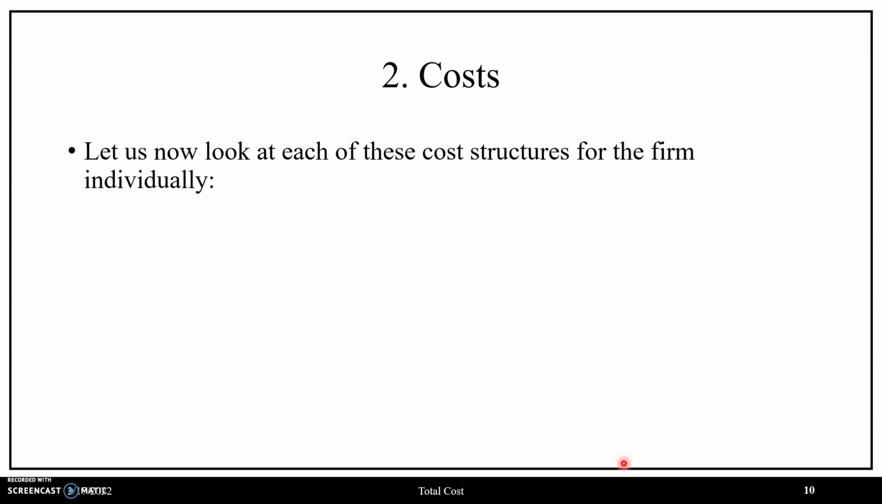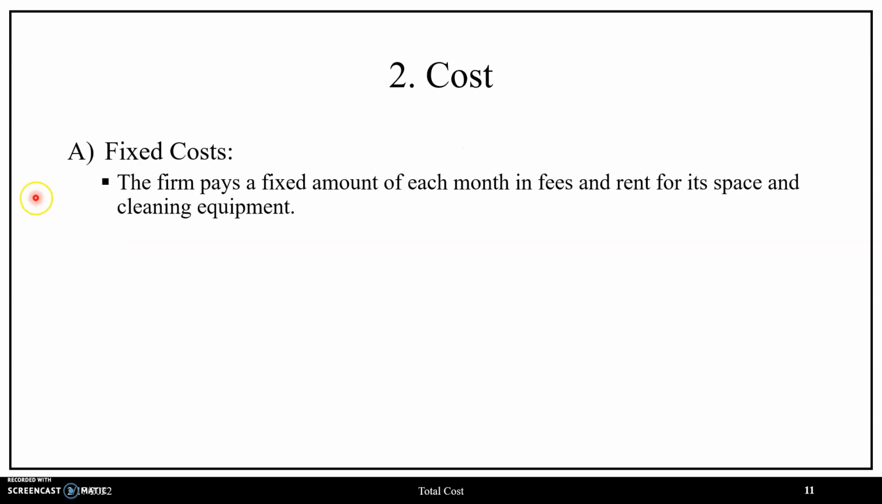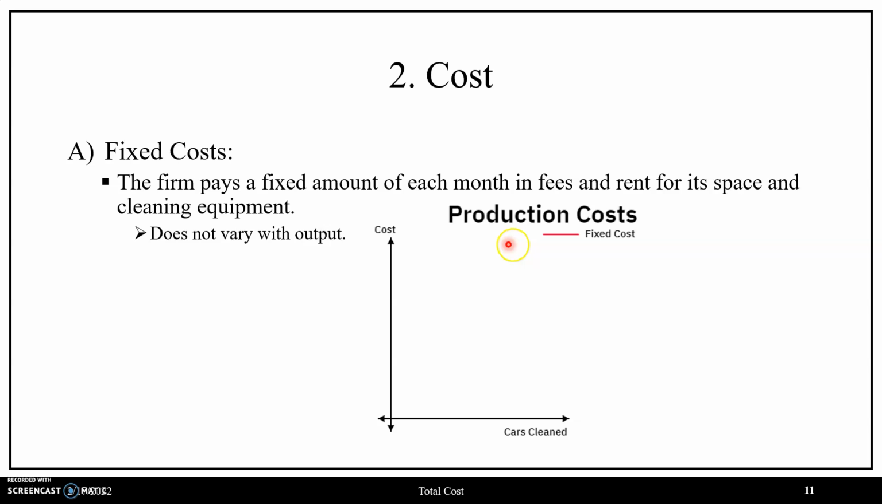So with this discussion on costs considered, let us now look at each of these cost structures for the firm individually. Beginning with fixed costs, the firm pays a fixed amount each month in fees and rent for its space and cleaning equipment, in that, as we mentioned, it does not vary with output levels. So here we have a graph in terms of production costs, where we're looking at fixed costs.